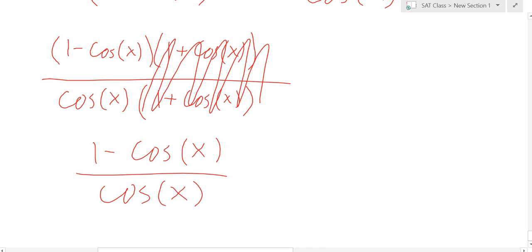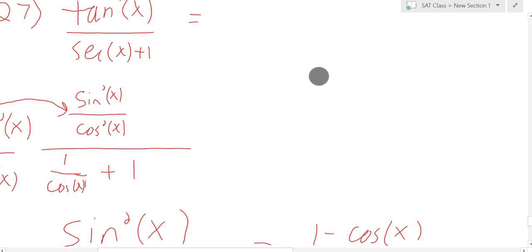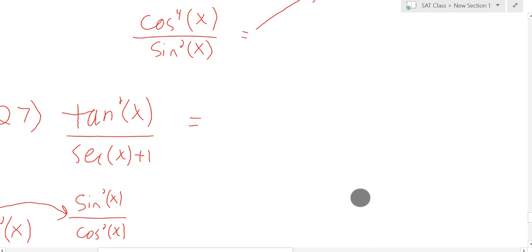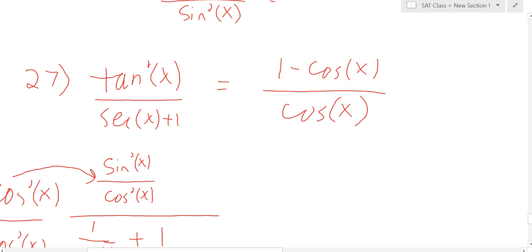Is it okay? Something else that we could have done here, right from the very beginning, before I switched all this. 1 minus cosine over cosine. Initially when you see this, we're going to do the same thing that I just did, but you can multiply to get rid of tangent by multiplying by a cosine squared, and that's going to cancel out, but whatever.